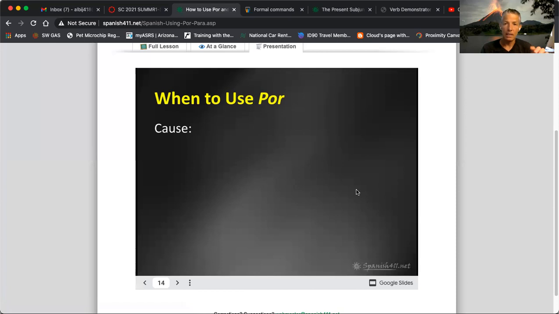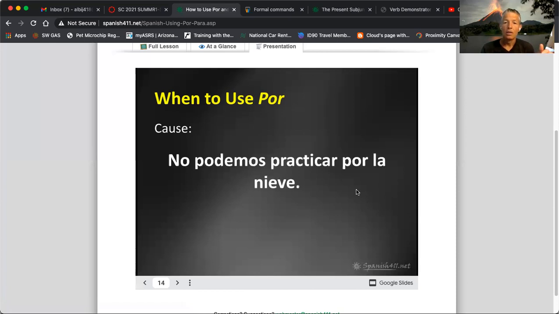For cause, meaning because. No podemos practicar por la nieve. We cannot practice because of the snow. Now, you're thinking, well, because is porque, right? Well, porque is because when it's followed by a sentence. Okay, for example, no podemos practicar porque hay mucha nieve. We cannot practice because there is a lot of snow.